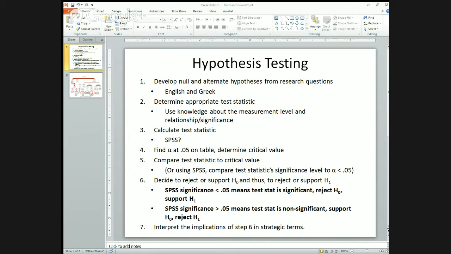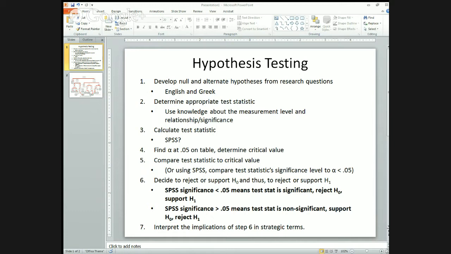When we're talking about them in plain English, we need to discuss, one, what groups or what variables they're testing, and two, whether you are testing a relationship or a difference between groups. Those are the things that are very important to understand. Relationships versus differences.